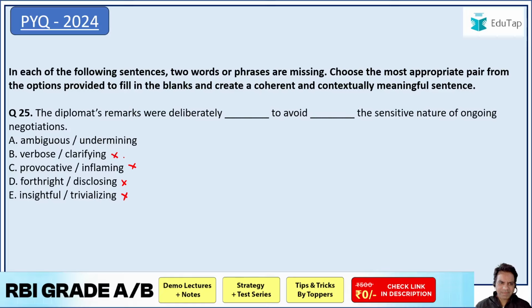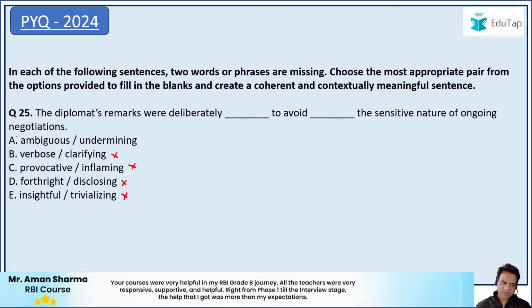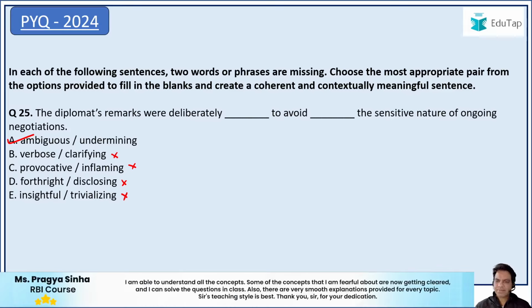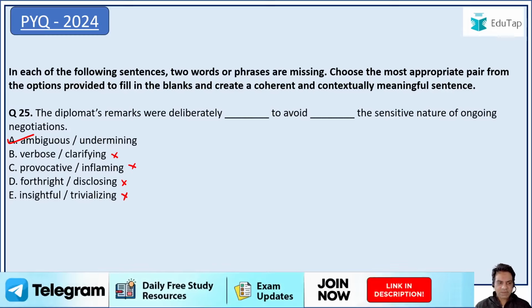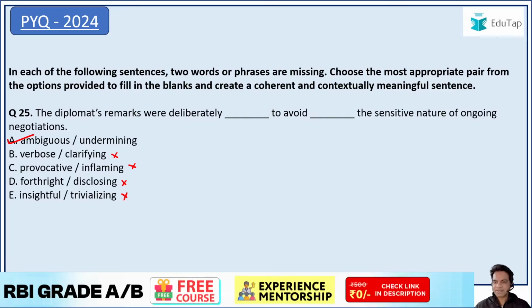No guys, undermining means to basically affect the sensitive nature of ongoing negotiations. So they were ambiguous. So the diplomat's remarks were deliberately ambiguous to avoid undermining, right? So that his remarks do not criticize or undermine the sensitive nature of the ongoing negotiations. So they don't exacerbate the situation. So option A is the correct answer.